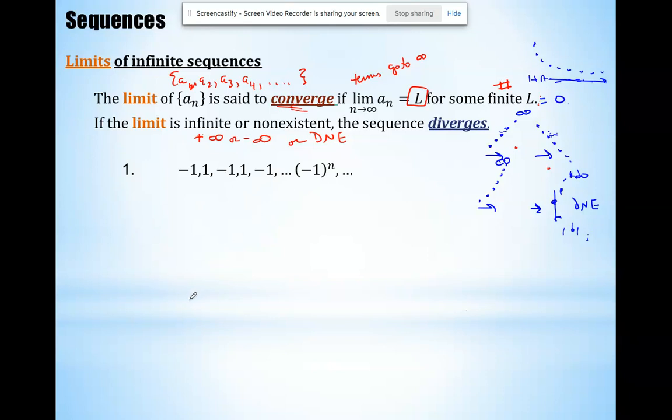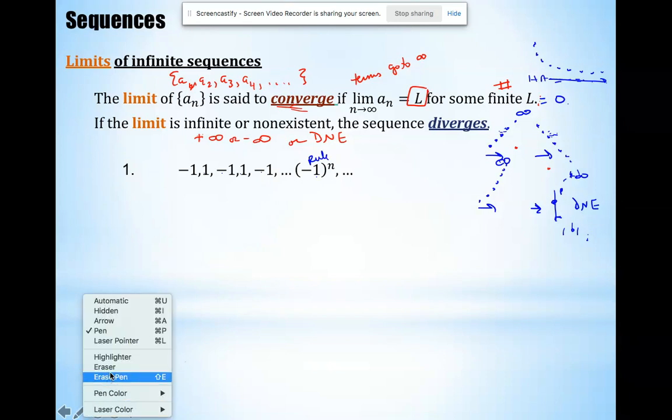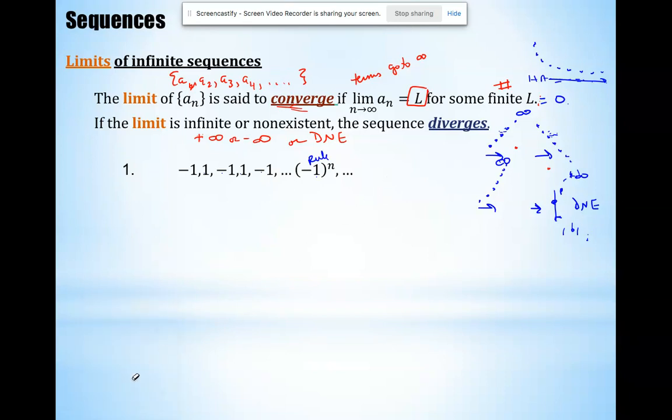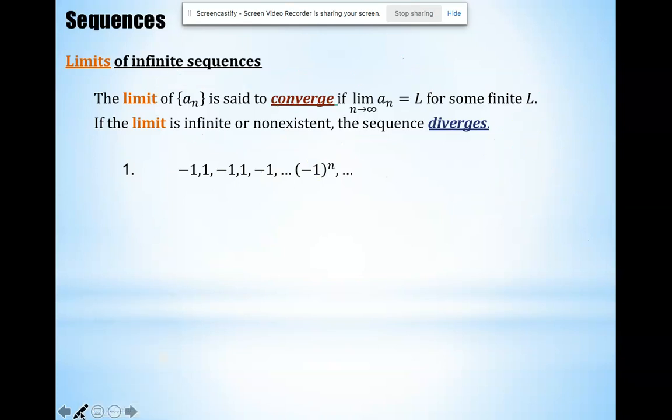So look at this sequence. -1, 1, -1, 1, -1, 1. So this is the rule. Think about graphing that. What does that graph look like? Does this sequence converge or diverge? That is the same thing as saying, what's the limit as n approaches infinity?